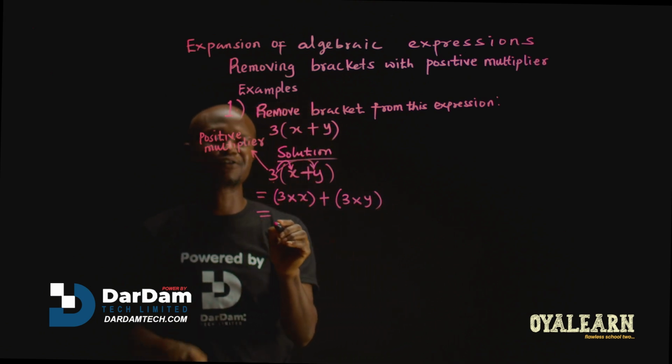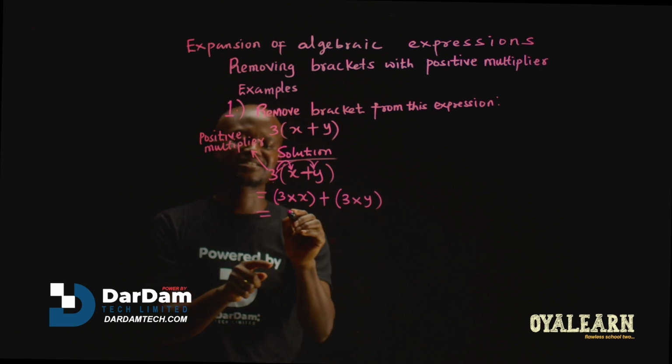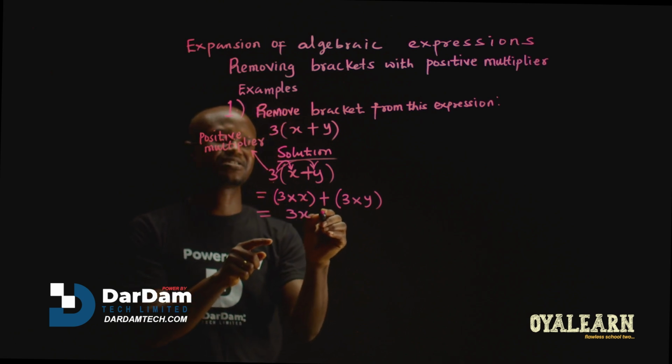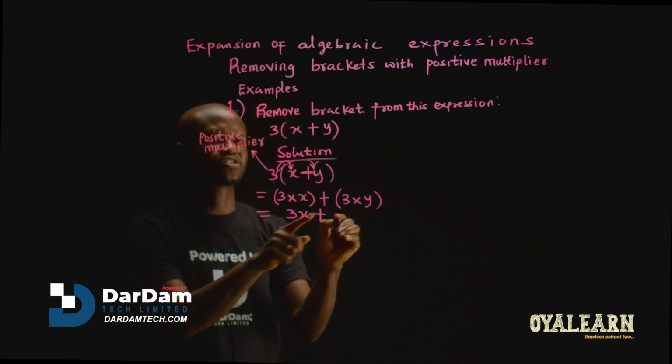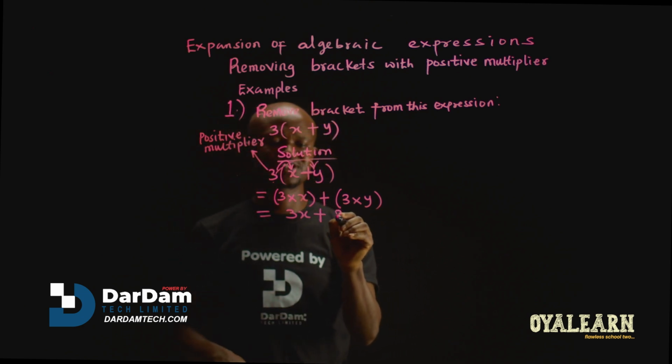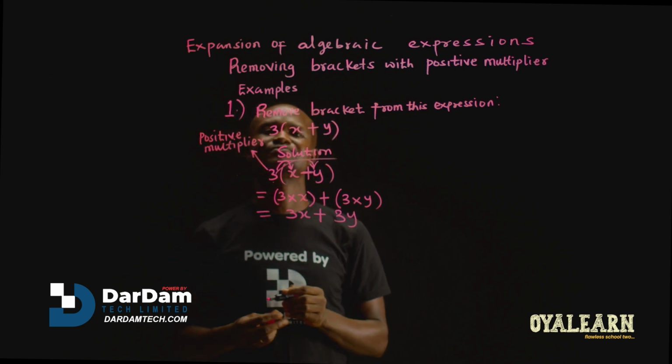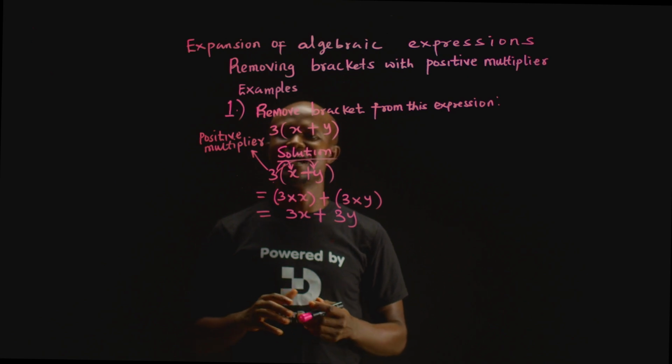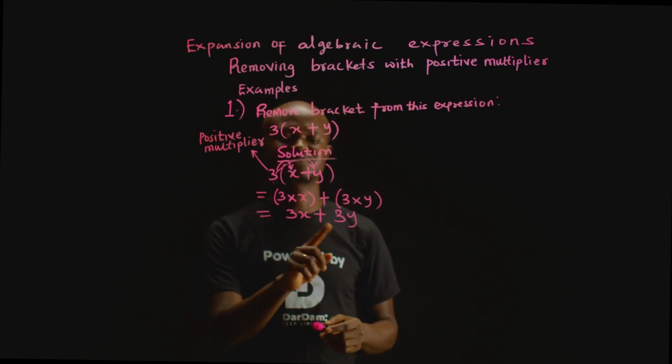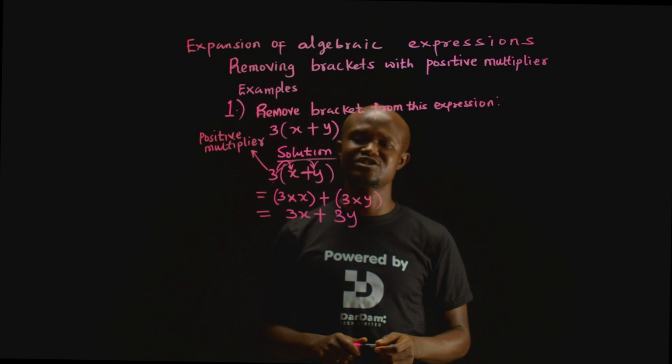Now what are we going to have? 3 times x, that's 3x. Then plus 3 times y, we have what? 3y. So the answer is now 3x plus 3y. That is the solution to the problem.